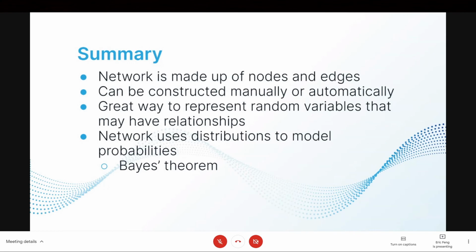Now I'm going to talk about the summary of everything that we've discussed so far. So a Bayesian network is made out of nodes and edges, and it can be constructed manually or automatically. And overall, it's a great way to represent random variables that may have relationships. And finally, Bayesian networks use distributions to model probability, and one such example is Bayes' theorem.